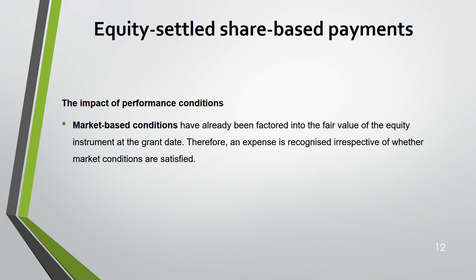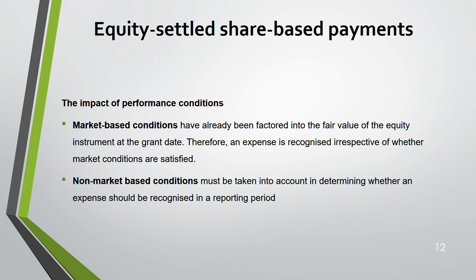If it's a market-based condition, the fair value of the equity instrument at the grant date has already been taken into account. Therefore, in the normal way, you have to recognize an expense, whether the market conditions are satisfied or not. For non-market conditions, this must be taken into account in determining whether an expense should be recognized or not. When non-market conditions are not satisfied, you do not recognize an expense. When they are satisfied, you recognize an expense. But for market-based conditions, whether you satisfy them or not, you have to recognize an expense. Why? Because the fair value at the grant date already has this market-based condition factored in. But for non-market conditions like your profit or earnings per share, you have to satisfy them in order to recognize an expense.